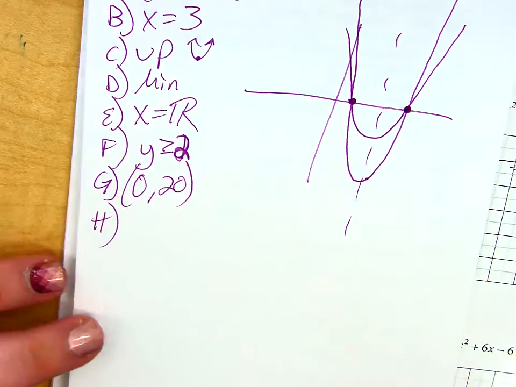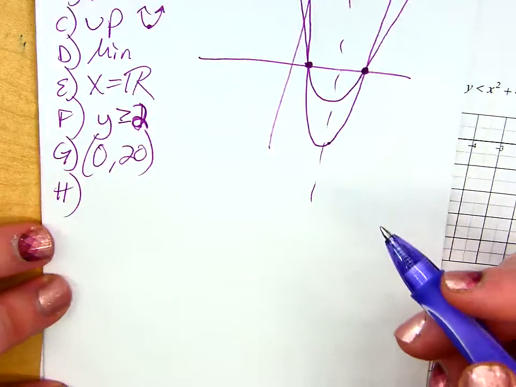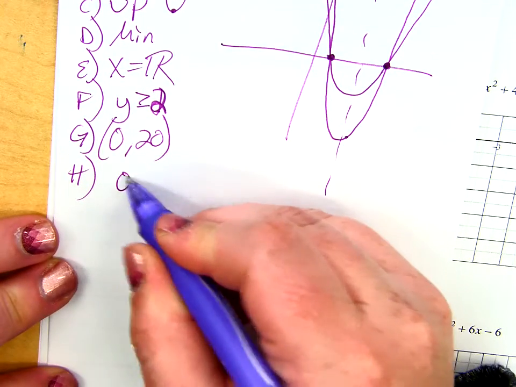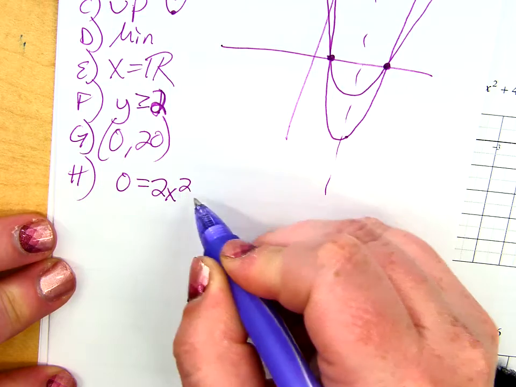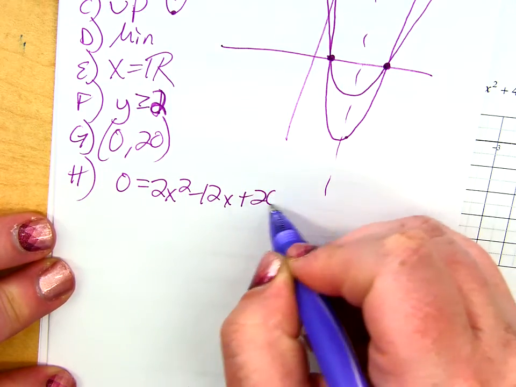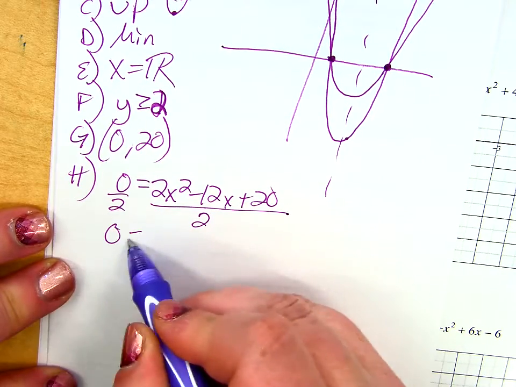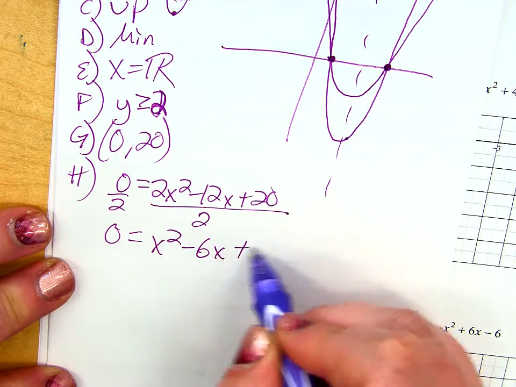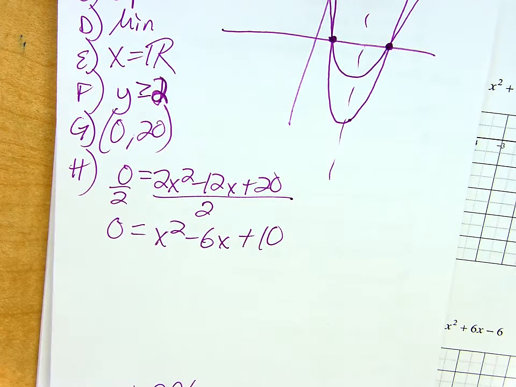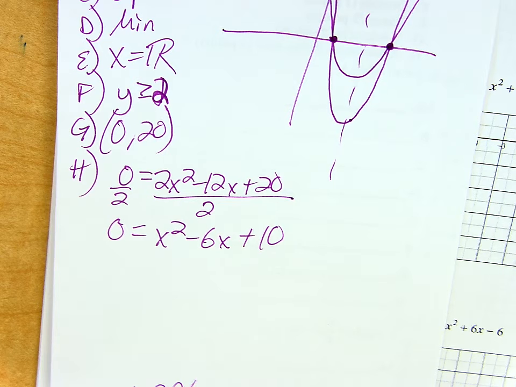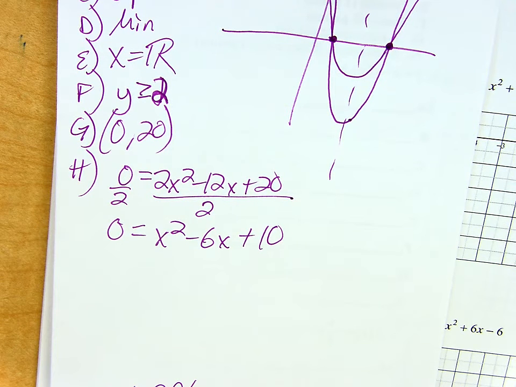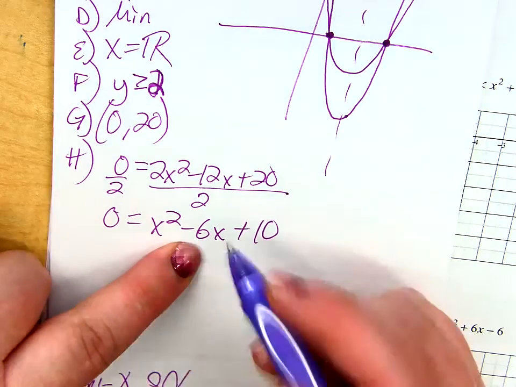And then H, here's where we can divide both sides by 2 if we want, because we're replacing y with 0. So it was 2x squared minus 12x plus 20, right? So here, let's go ahead and divide both sides by 2. Can we factor this? Are there factors of 10 that add up to be negative 6? Darn it, I don't think so. So I would probably complete the square, since B is even and A is 1.